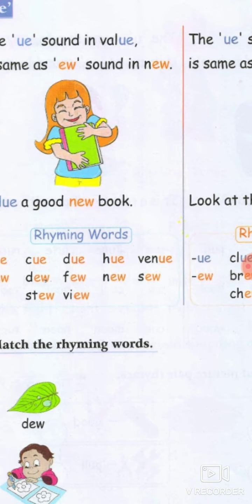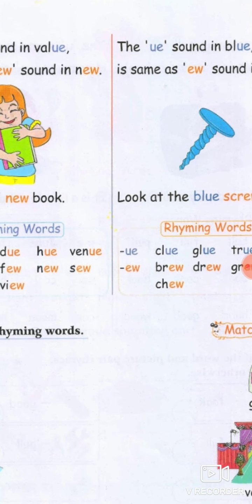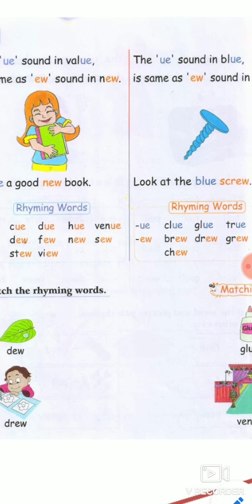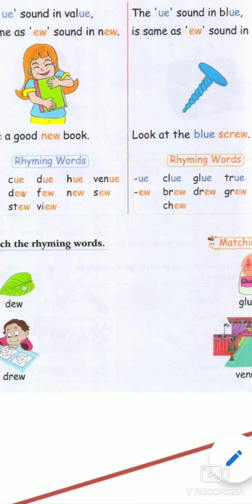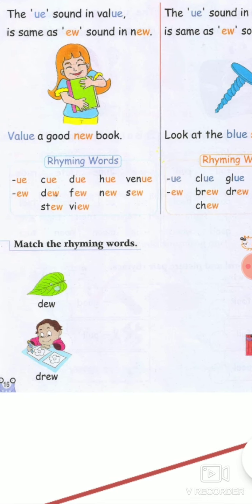Now come on the words. See here, rhyming words. You are seeing the rhyming words. In the next video we will learn how to read these words. Now come on the activity. We will do an activity.